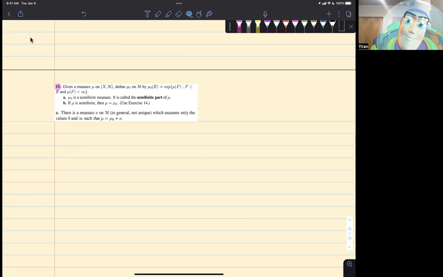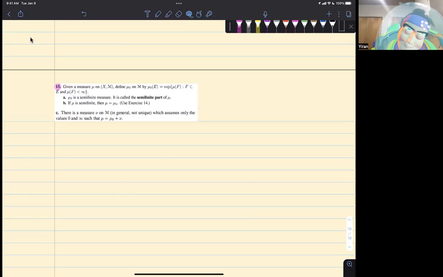I am going to say this is smaller or equal than the summation from 1 to infinity of mu(Fj) ≤ mu_0(Ej). Why? So I'm going to explain here.